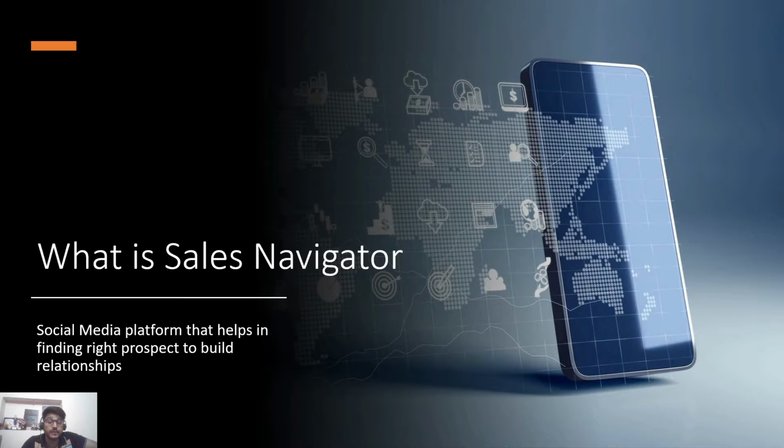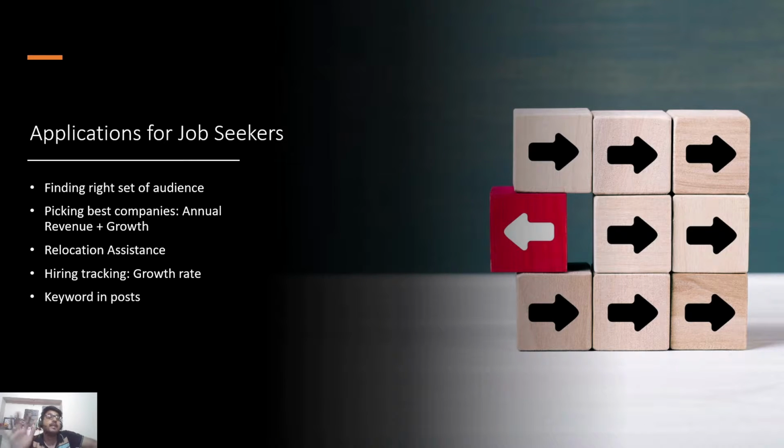When it comes to applications of Sales Navigator for job seekers, we can use it to find the right set of audience who is actually hiring for you guys. You can find companies with a specific annual revenue or maybe with a specific growth rate as well. Remember I said we're gonna target those companies who are actually in hiring mode. We're gonna use some special filters on Sales Navigator to understand the growth trend of some of the companies in a specific department which is of my interest.